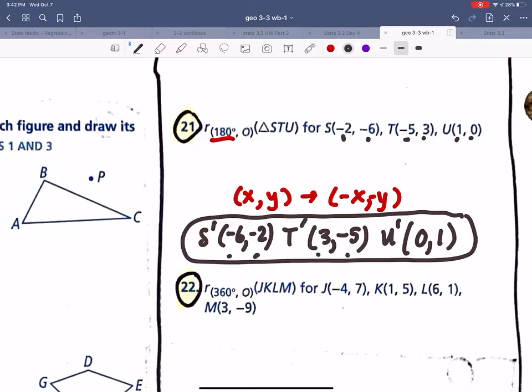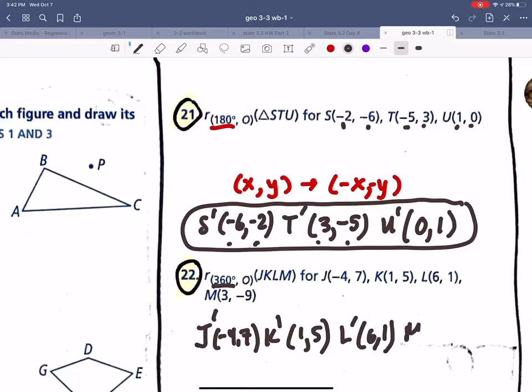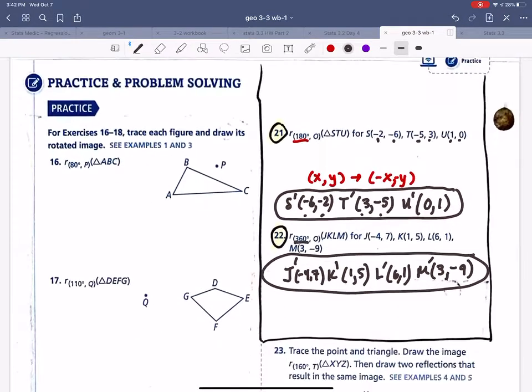Nice work. Okay, rotating 360. Wait a minute, guys. 360, that's just going to be in the same spot. So my new coordinate would still be the same. Same, same. Cool. That was a fun one. So I just got to make sure I copy that down right.